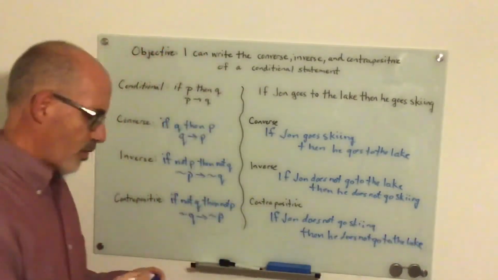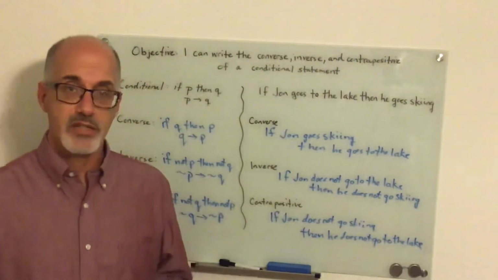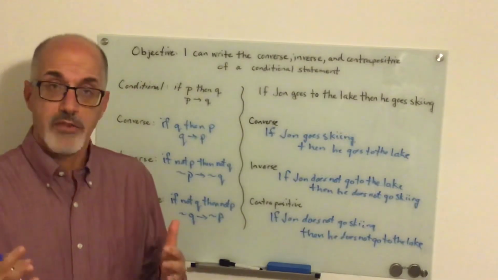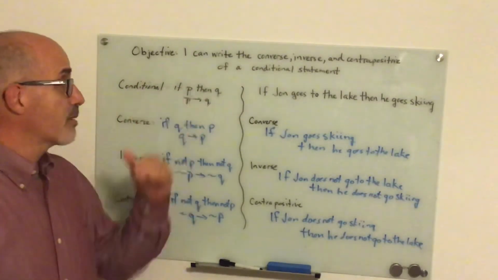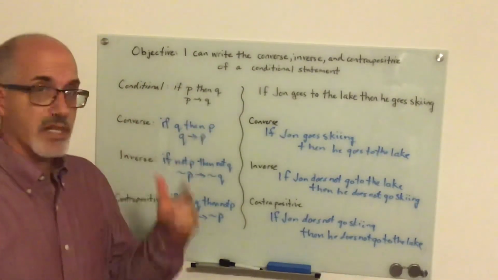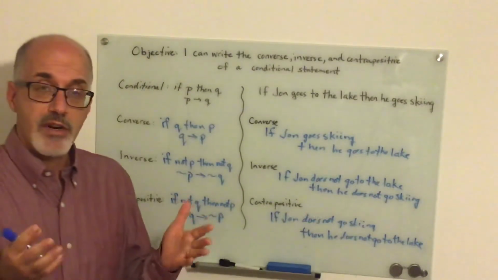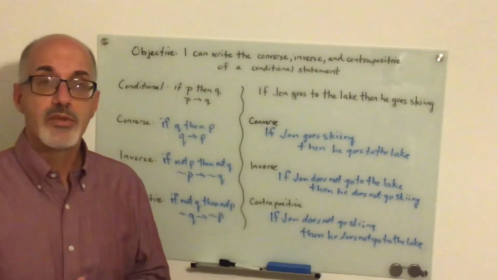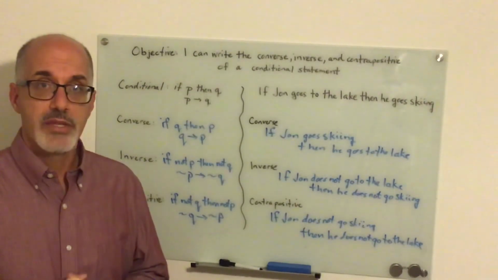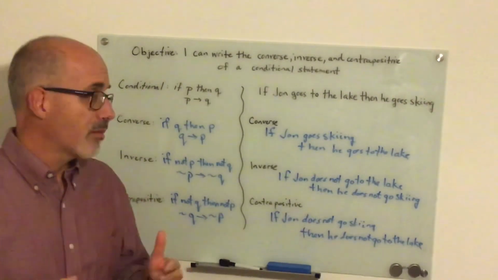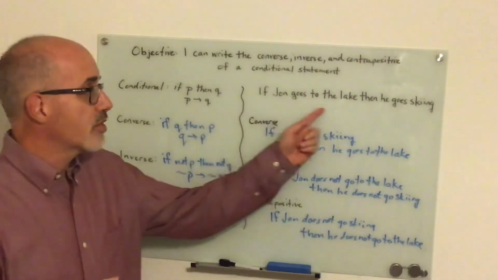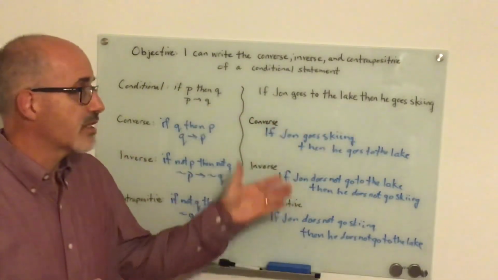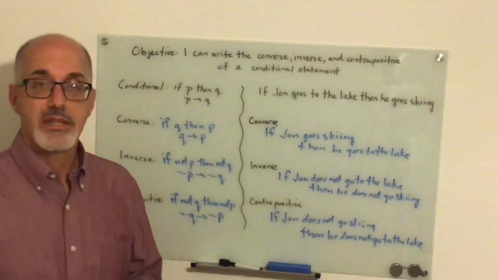Okay, so we want to be able to take conditionals and write them in other forms. The other forms we talked about here are converse, inverse, and contrapositive. They have variations of swapping the hypothesis and conclusion and using the negation on those. And when we do that, we can talk about the original conditional and the other statements and their truth values based on the information.